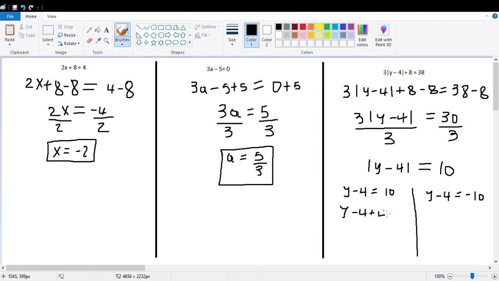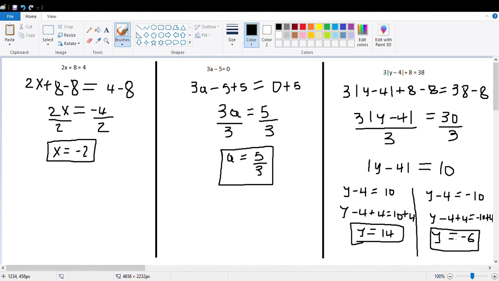One more time, I'm going to repeat it. We are applying this principle because we have to isolate the variable. 10 plus 4. Then y minus 4 plus 4 is going to be just y, because negative 4 plus 4 is going to be 0, and 10 plus 4 is exactly 14. This is the first answer. Second answer: y minus 4 plus 4 is equal to negative 10 plus 4. Y is going to be alone on the left because negative 4 plus 4 is 0, and negative 10 plus 4 is going to be negative 6. Then we have the second answer.